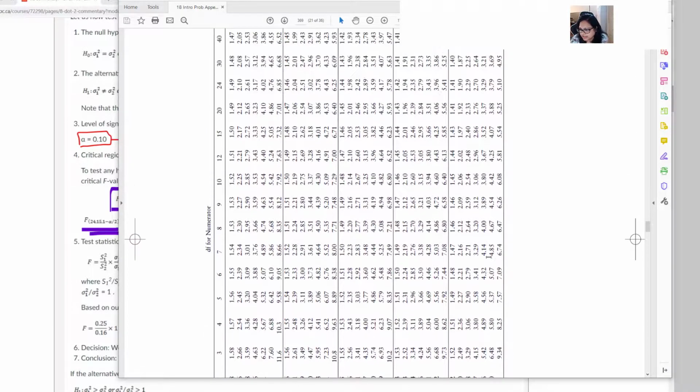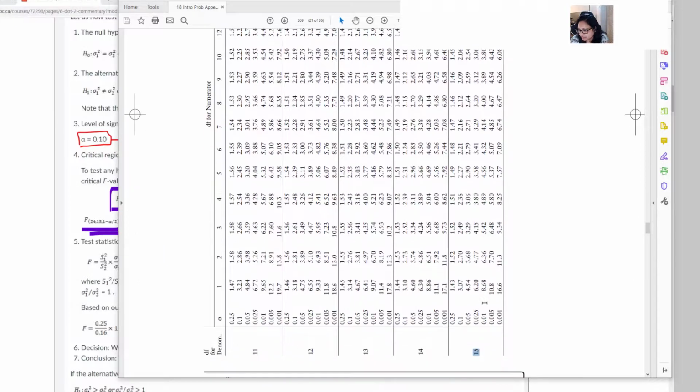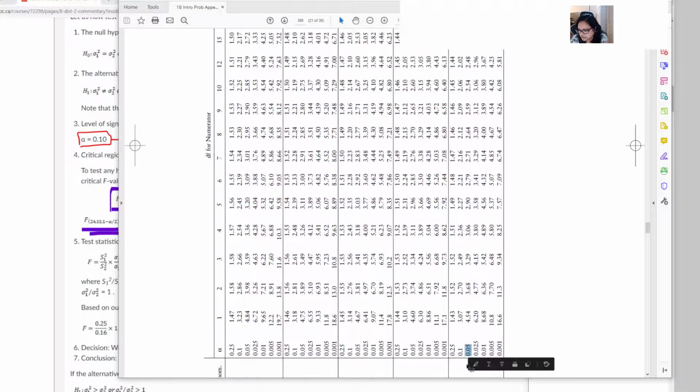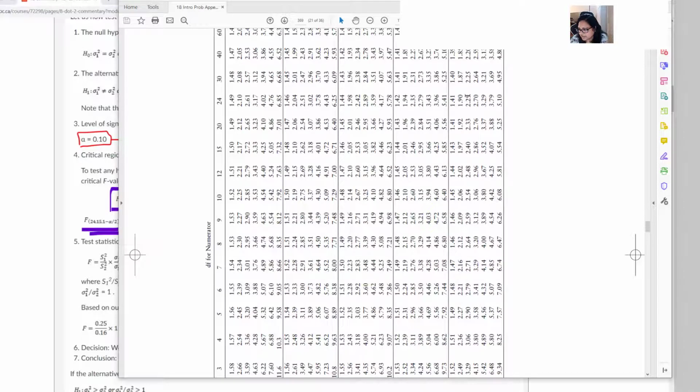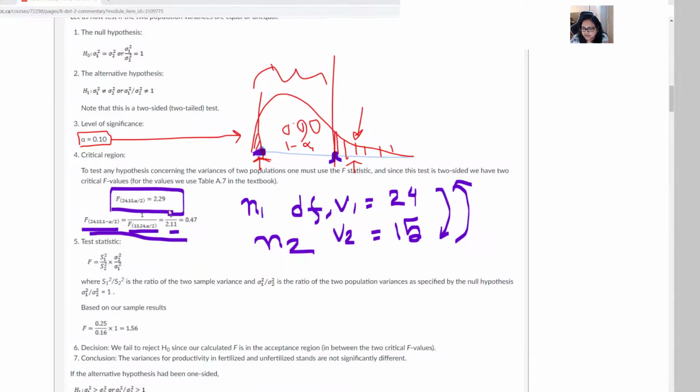If I look at that, you can see that for alpha by 2, 0.05, the value is 2.29. For 15, 24, you can find that the value for 0.05 would be 2.11, but you have to take the reciprocal of that. Then you will see that the upper value is 2.29 and the lower critical value is 0.47.